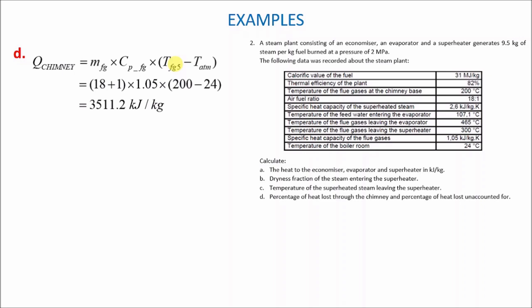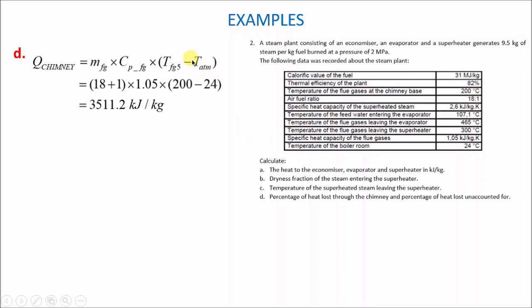TFG5 and TFG4 become one and the same thing if there is no air heater, like in this particular question, okay? And the temperature of the flue gas at the exit of the economizer is the same as the temperature of the flue gas at the base of the chimney, because it goes out of the economizer into the chimney. And that temperature was given to you in the question, temperature at the chimney base as 200 degrees Celsius, okay?